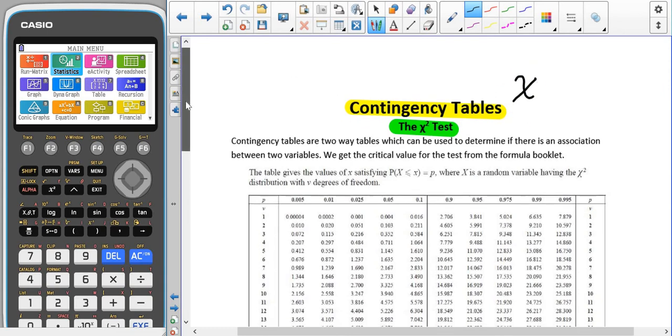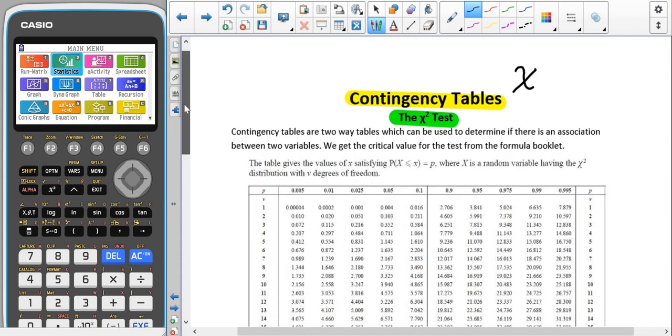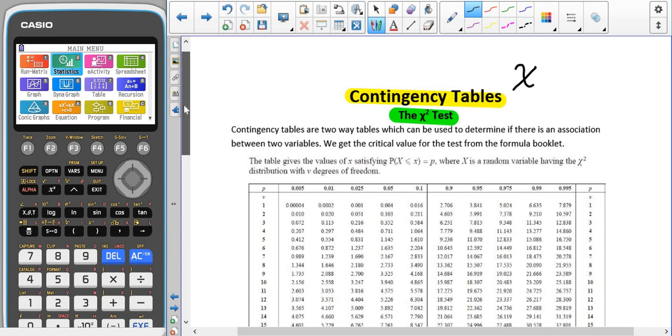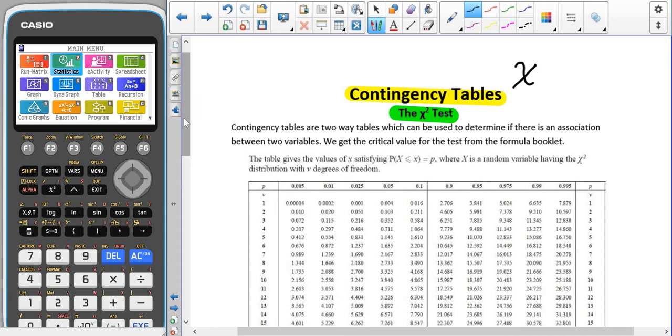So contingency tables are two-way tables, which hopefully you've seen at GCSE. And usually they are showing the distribution between two different variables, where we've got categories. And we're trying to tell if there is an association between the two variables that we are looking at.